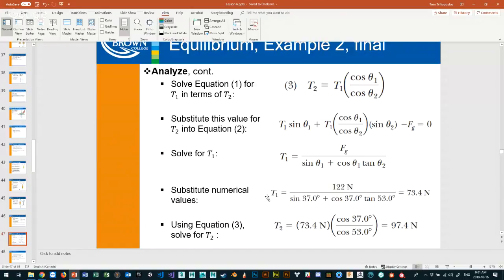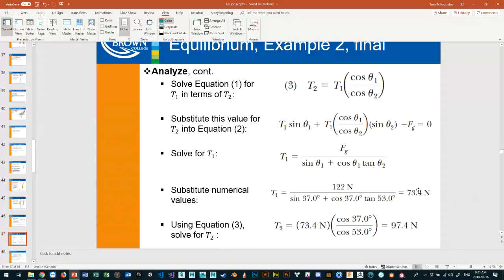All right, then we start substituting in the numerical values. We know that the force of gravity is 122 newtons because the tension on line 3 is 122 newtons of force. Then we substitute sine 37 for theta 1 and cos 37 for theta 1 over here, and tangent of 53 for theta 2 here. And when we solve everything, we get something like the tension on line 1 is 73.4 newtons.